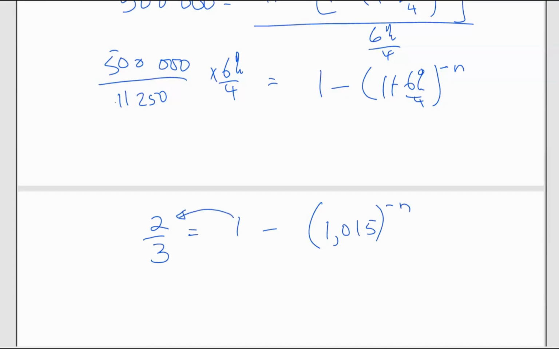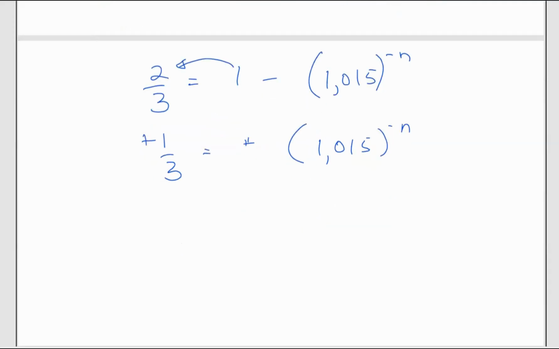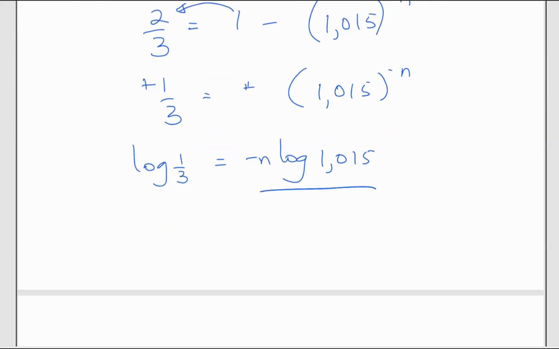Okay, let me move this 2 over 3, sorry, the 1 to that side. So 2 over 3, we know that when we subtract 1, we're going to get negative a third. We have a negative 1.015 to the exponent of negative n. So on both sides, the negatives will become positives. Then we can use our logs. So log 1 over 3 is equivalent to negative n log 1.015. Let's divide both sides by this log 1.015.